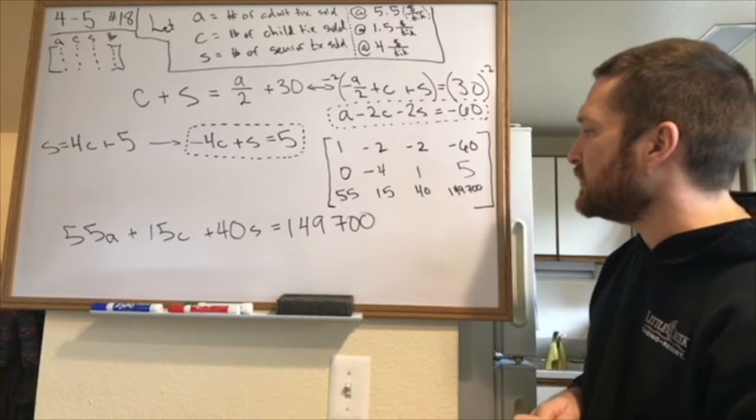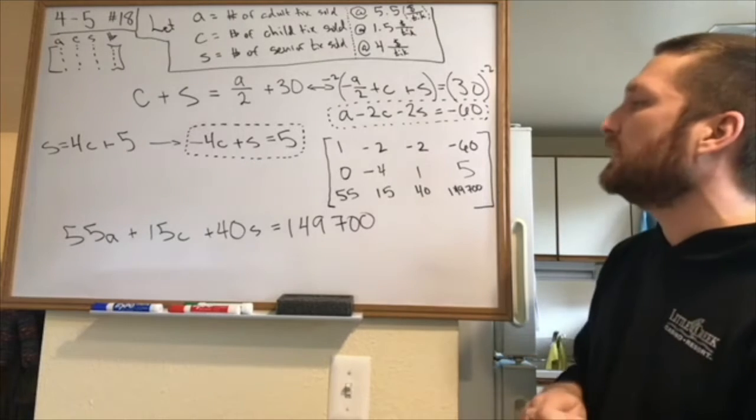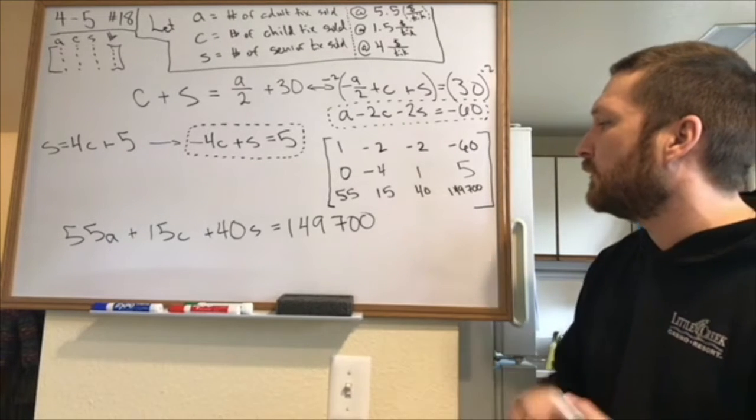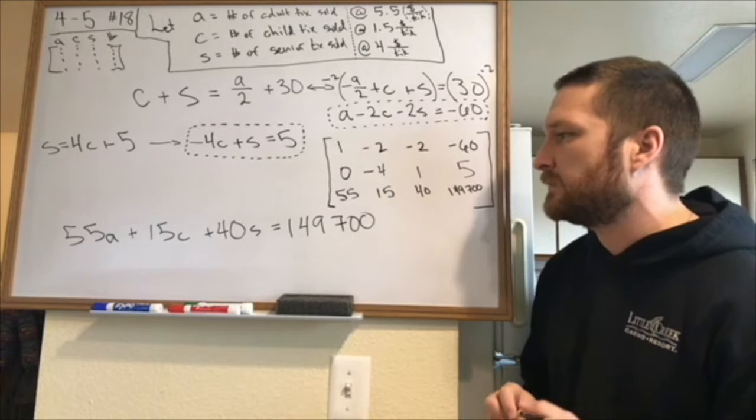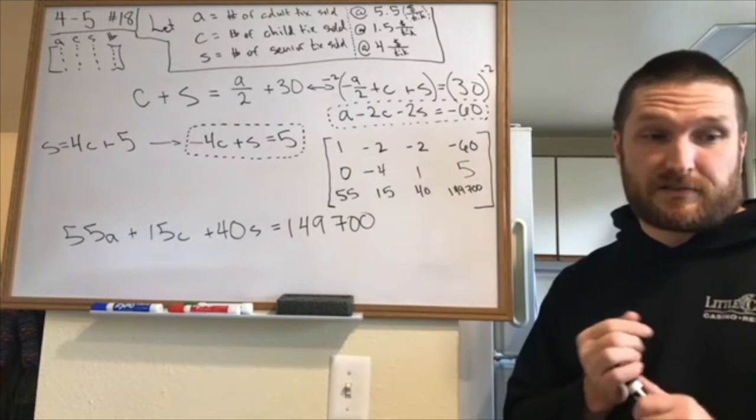Anyway, I'm talking too much. At this point, we have a perfectly good matrix to go ahead, row reduce, and then back substitute, and we would be done. Any questions?